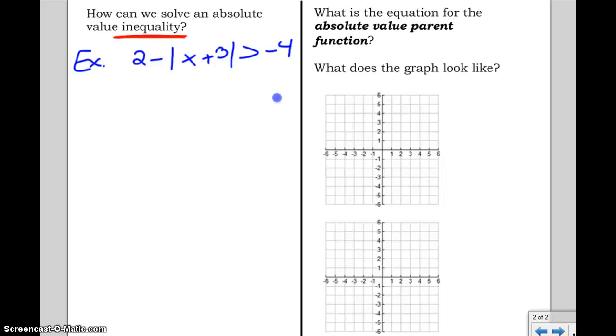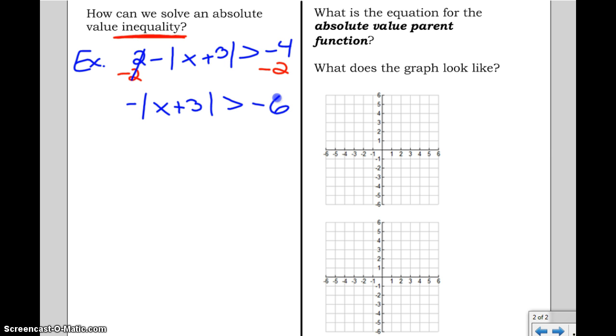In order to isolate, I must get rid of the 2, and I have this negative sign in front of the absolute value. The 2 is separated by that minus sign, which means to get rid of a positive 2, I must subtract 2 from both sides. Once I subtract 2, 2 minus 2 is 0, so those are gone. So all I have is negative absolute value of x plus 3, and I subtracted 2, so now I have negative 6.